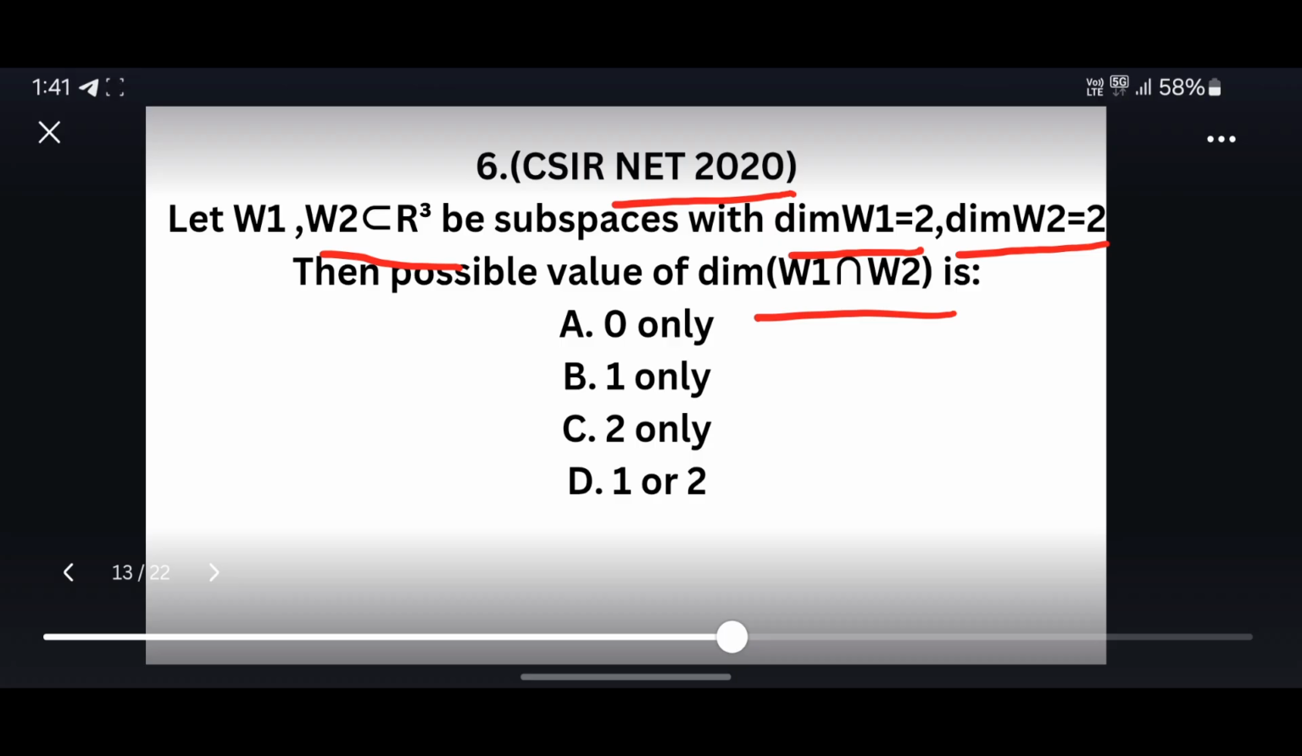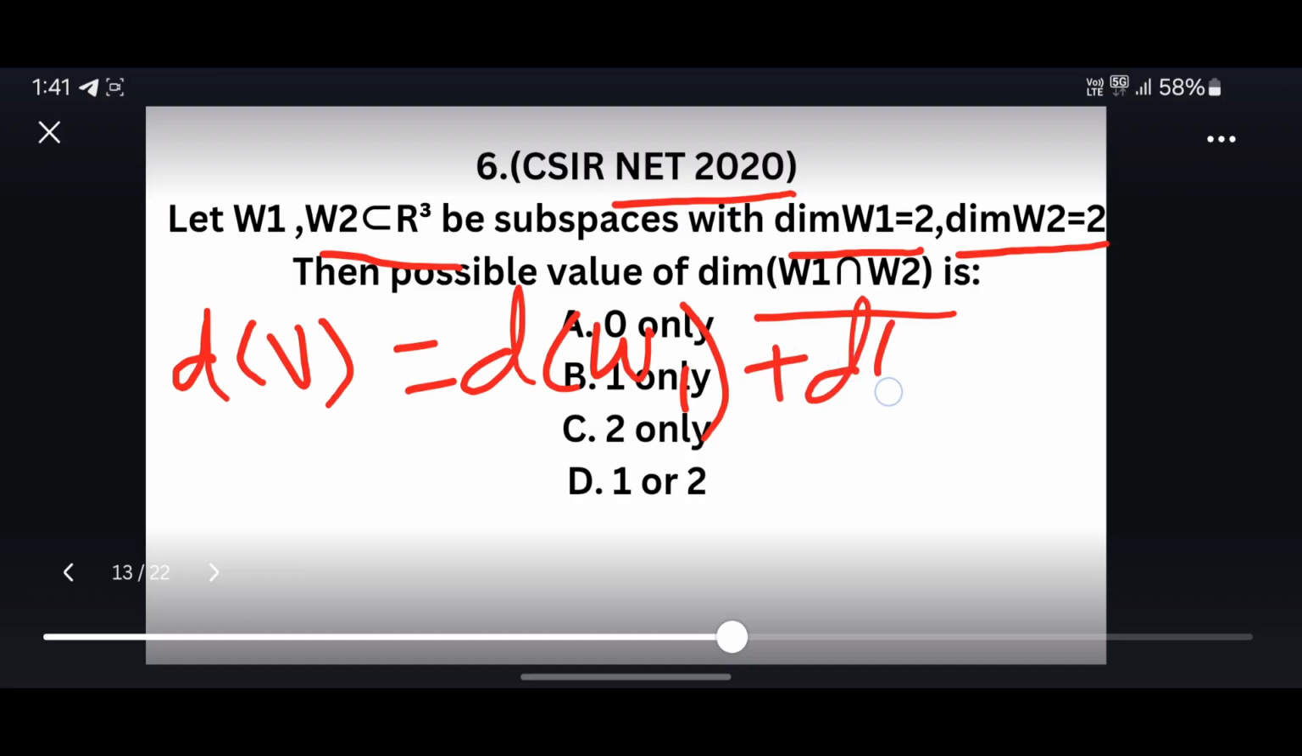So what is the formula? Here no space is given, so write the dimension formula: dimension V equal to dimension W1 plus dimension W2 minus dimension W1 intersection W2. I will put only the intersection symbol because there is no space. So what is the dimension of V? V is nothing but the vector space, which is R cube.